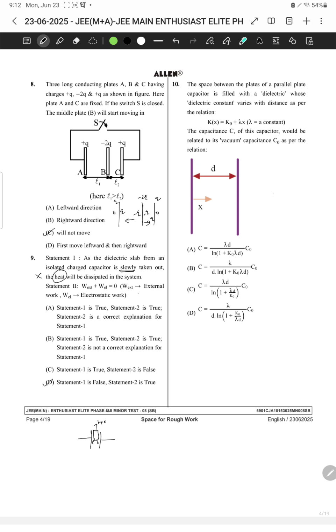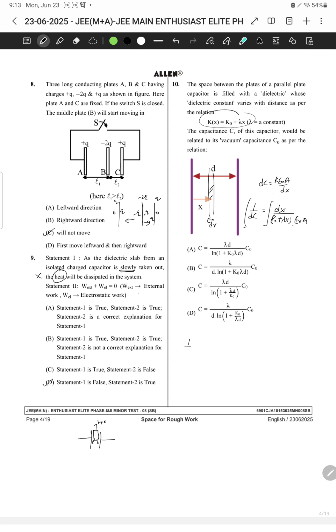Question number 10, the variable dielectric. What we'll do here, we'll take an element of dh distance, and the capacitance of this element is epsilon naught A by dh. Now if we reverse it, it becomes dh upon the capacitance, where K is the dielectric constant here, right? Now we put the value of K naught plus lambda h, then lambda epsilon naught A, and all will be in series. So 1 by dC1 plus 1 by dC2 and so on.